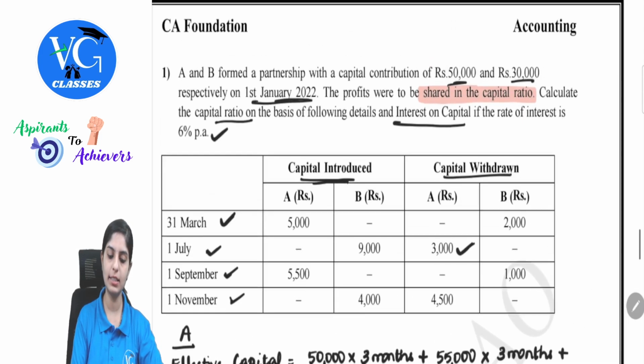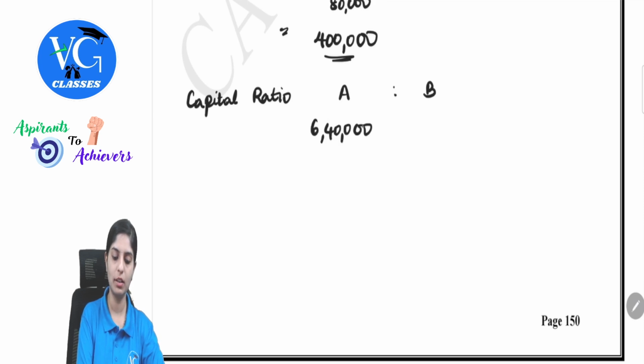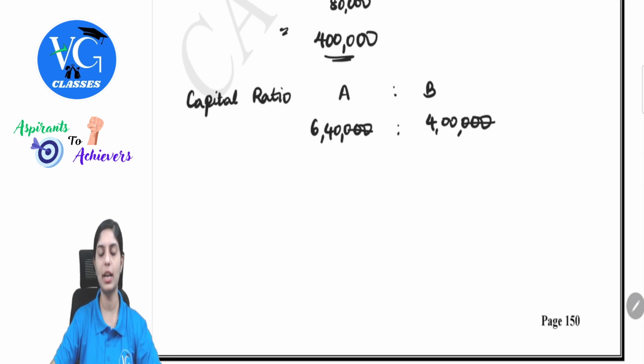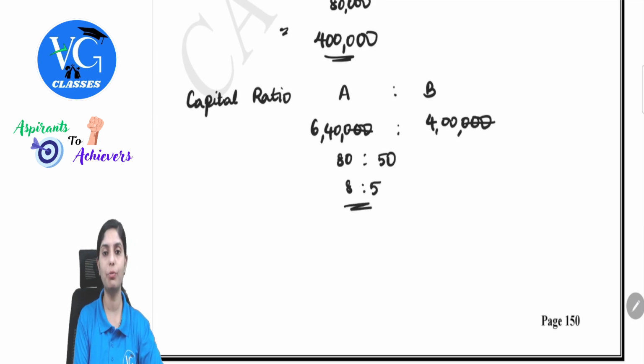So the question is asking us capital ratio and then interest on capital. First, capital ratio. A is to B. For A, 6,40,000 and for B, 4 lakh. So if you have to further simplify, I can cancel out the ratio, find out the common number which I can divide by. 640, I can use 8 as the common number. So 80 and then 50. So your capital ratio, if I cancel out zeros, will be 8:5.